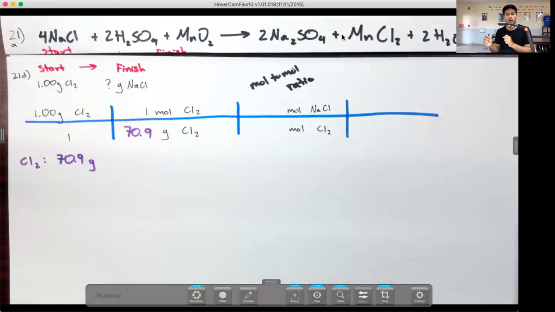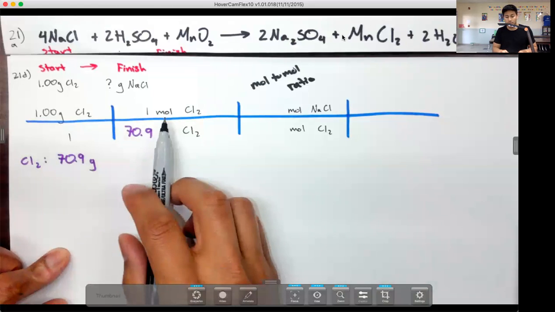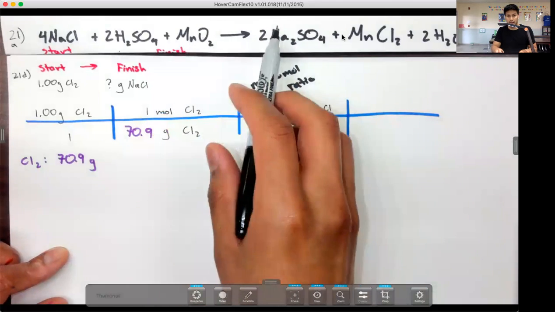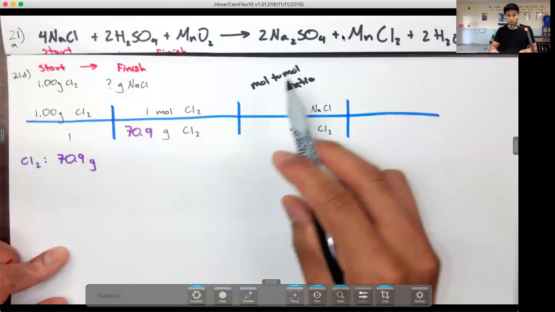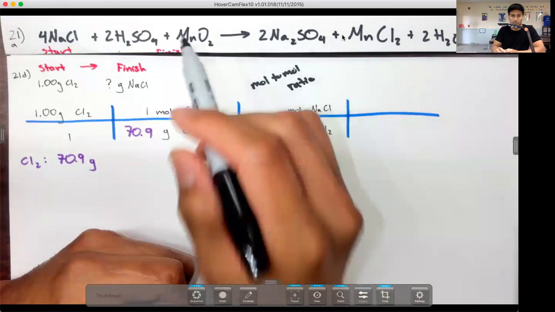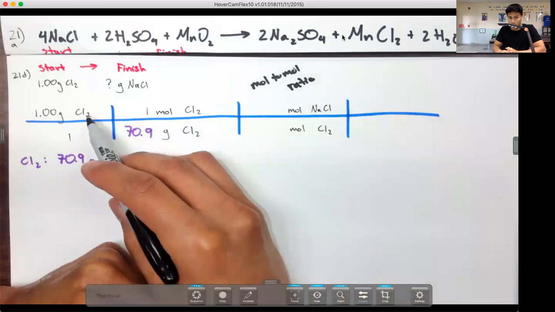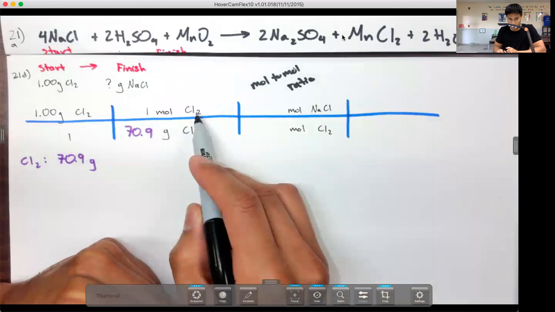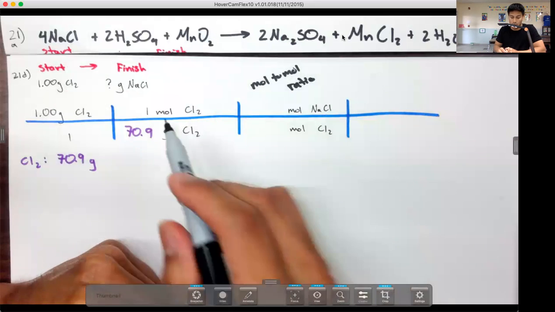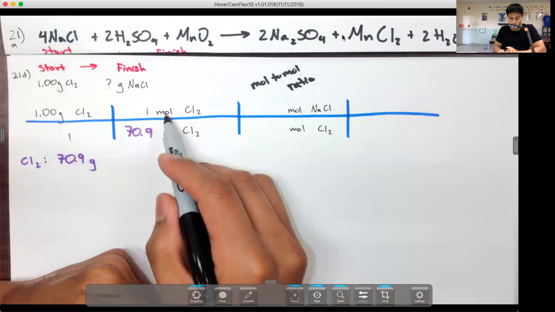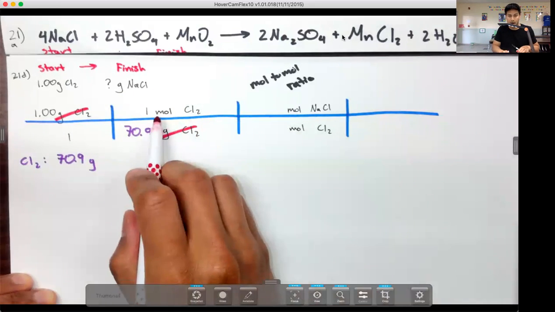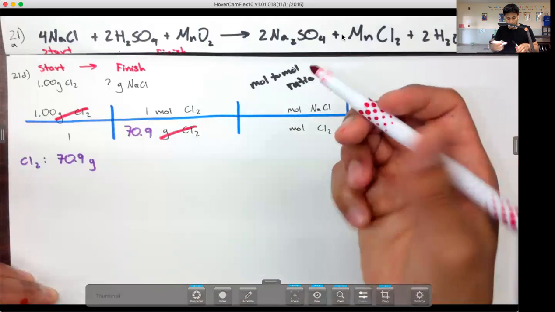Because we're going from grams to grams, we need to convert to moles first. Remember, you're always going back to moles. We call this the jump. When you go from reactants to products or products to reactants, that jump needs to be made with moles. You can't make it with anything else. So before we can go from grams of chlorine to grams of NaCl, we need to turn grams of chlorine into moles of chlorine. That's the first thing that we did. We figured out how many grams of chlorine there were in 1 mole of chlorine so that now we can cancel out grams of chlorine, and now we're actively in moles of chlorine.